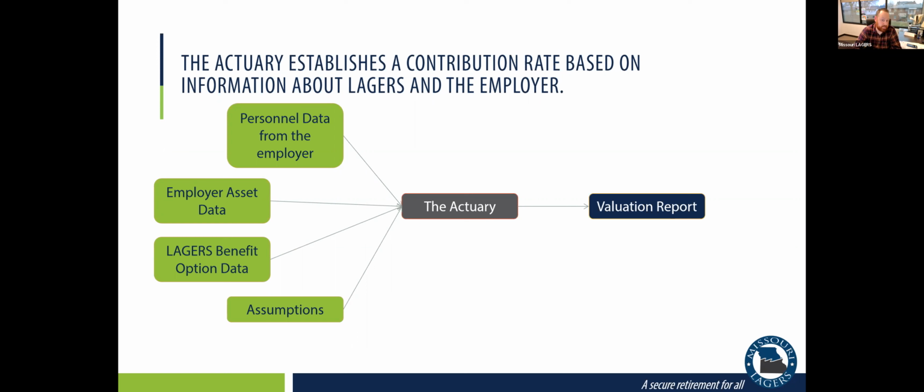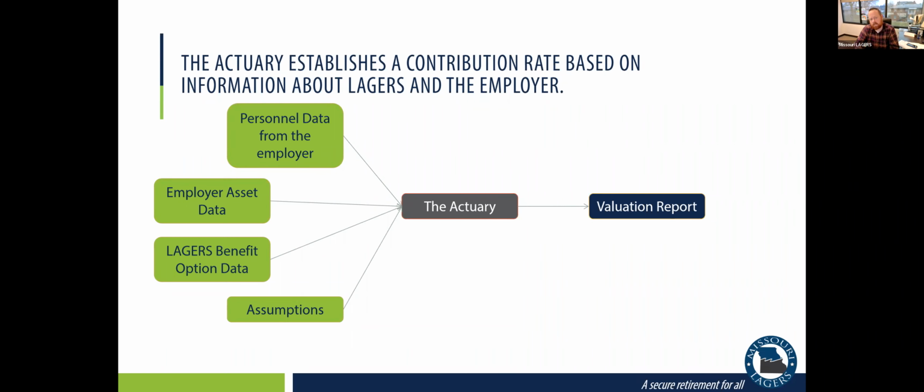LOGERS benefit option data. So in other words, what options you have chosen from the menu of benefit options that you can choose from for your LOGERS benefits, that's going to have an impact. Obviously, the higher the level of benefits, the higher the cost. Okay. And then assumptions, of course. So the assumption data is going to be played in. That all is factored into the actuary. And then the actuary uses all of this data to calculate a valuation report.